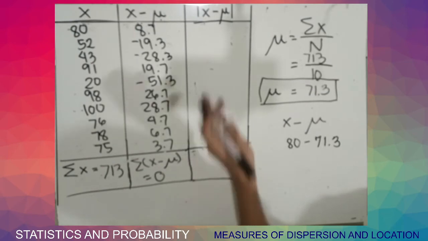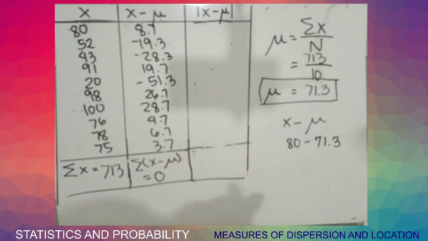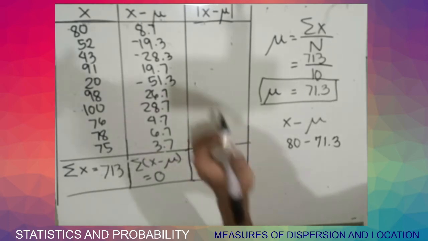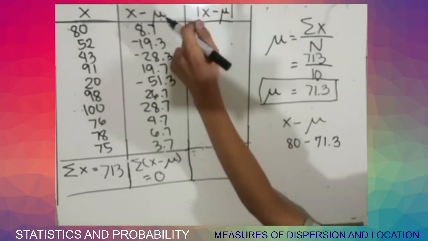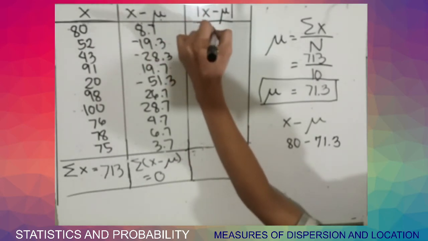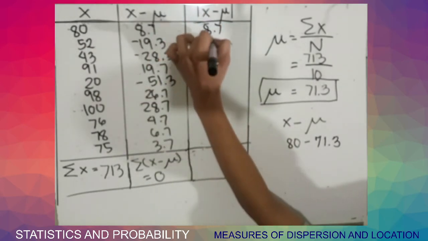So, next. Si summation ng absolute value of x minus mu, or absolute difference ng x at mu. Gawin lang natin positive lahat ng negative. Yung positive, kopyahin lang natin.